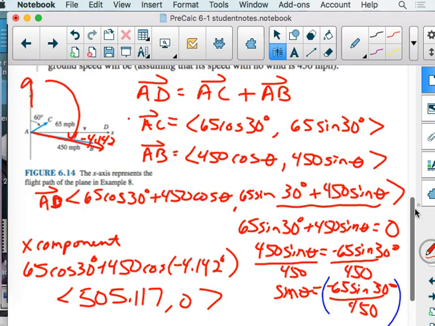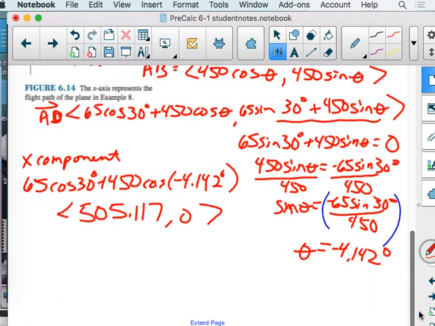Just take the negative off and add 90. Yeah, this is 90 degrees right here. They need to go another 4.142. That's 94.142 for bearing.